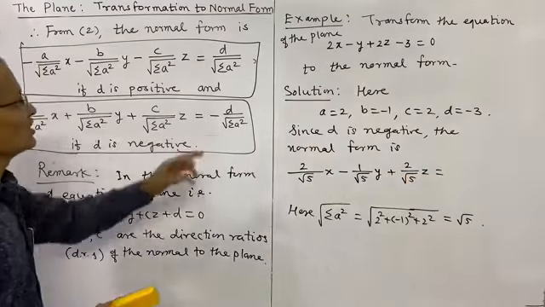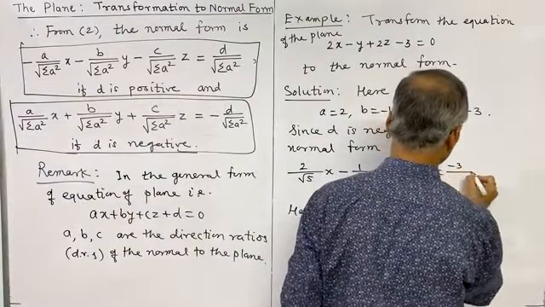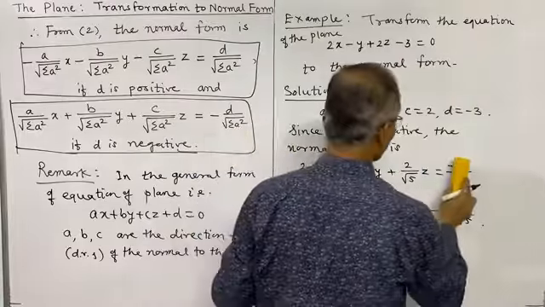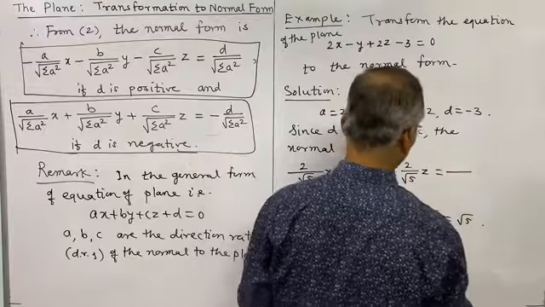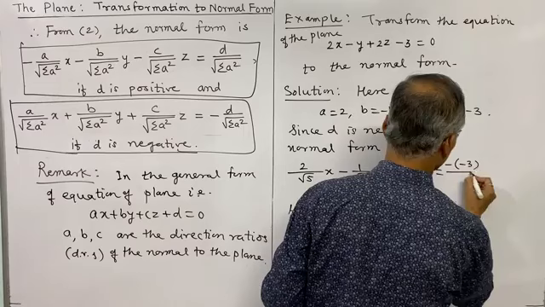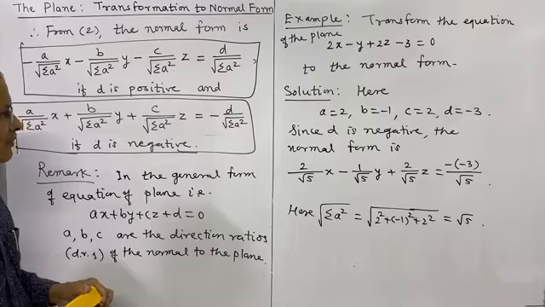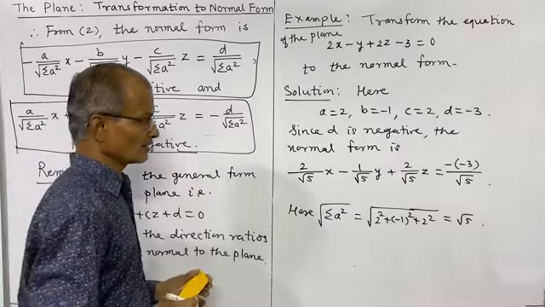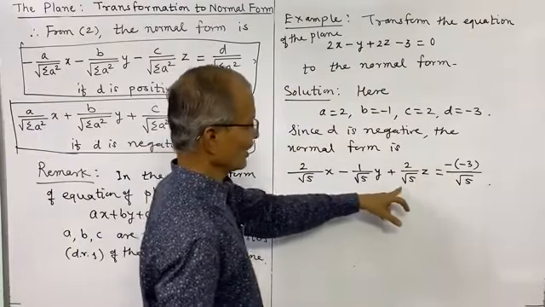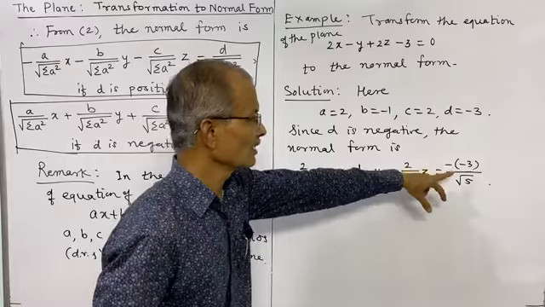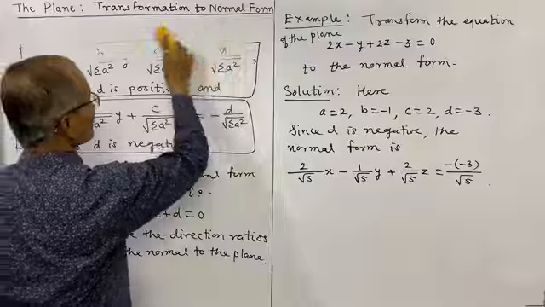And what is the right side? It is d. D is negative, that is minus 3. So here we have to consider minus of d, minus of minus 3. The value is minus d, that is 3 divided by root 5. So this is the equation of the plane in normal form, and thus we have obtained it. So the values of these are the values of l, m, n, and this is the value of p, 3 divided by root 5. So in this way we can transform an equation to normal form.